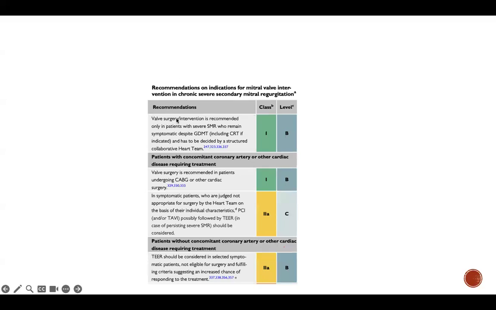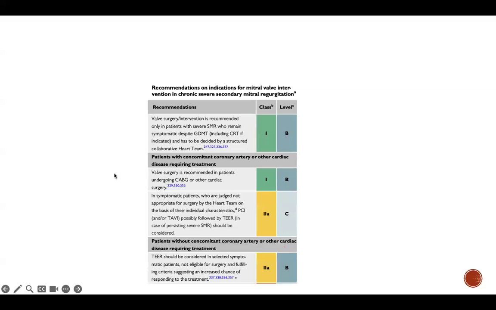Valve surgery and intervention is recommended only in patients with severe secondary mitral regurgitation who remain symptomatic despite guideline-directed medical therapy, and has to be decided by a structured collaborative heart team. So in secondary MR, you have to give the patient the maximum tolerated guideline-directed medical therapy before thinking of intervening on the mitral valve, with a level of evidence 1.